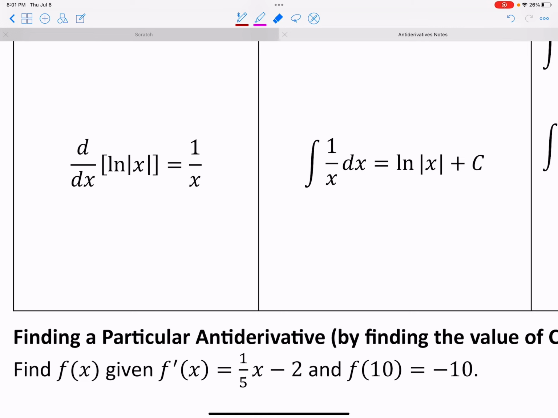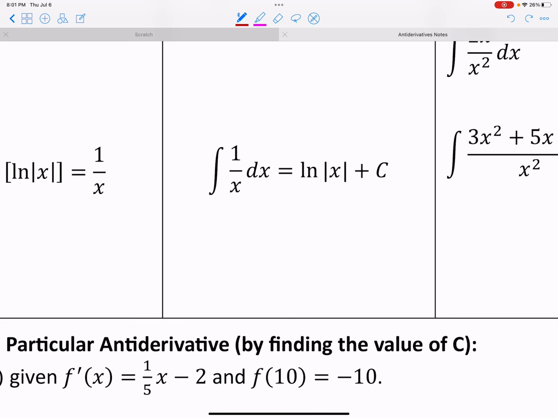So here, if I'm taking the derivative of the natural log and I get 1 over x, that means when I take the integral of 1 over x, I get the natural log of x. And we want to make sure to keep the absolute value there. Not only is it proper, but we can't evaluate logs of negative numbers. So another reason we want to have that in there. Just don't forget your plus c, okay?